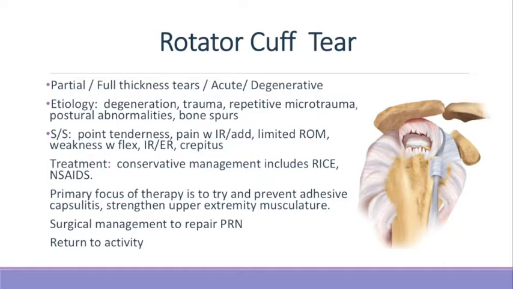When one or more of the rotator cuff tendons is torn, the tendon no longer fully attaches to the head of the humerus. And again, most tears occur in the supraspinatus muscle and tendon, but other parts of the rotator cuff can also be involved.